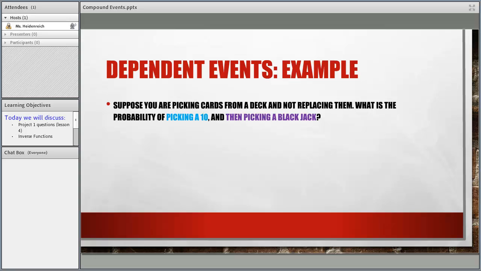So there are 2 events right there, and they're dependent because the cards are not being replaced. So we're going to find the probability of each event occurring. First event: let A be the event of picking a 10. Let's think about how many 10s there are in a deck. There are 4 suits in a deck of cards, so there are 4 10s in a deck, and there are 52 cards total. So the probability of picking a 10 is 4 over 52.